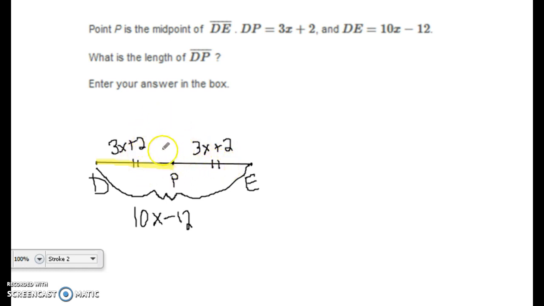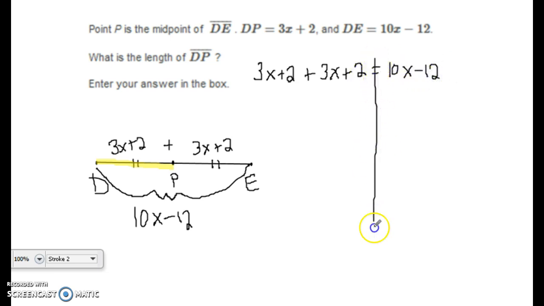All right, then I can do some algebra. I can say this little piece plus this little piece is going to equal the whole entire line. So that's how I'm going to set it up. DP plus PE equals the whole line DE. All right, so we got an equation to solve. I'm going to go ahead and combine like terms on each side. So 3x plus 3x would give me 6x's, 2 plus 2 would give me 4.